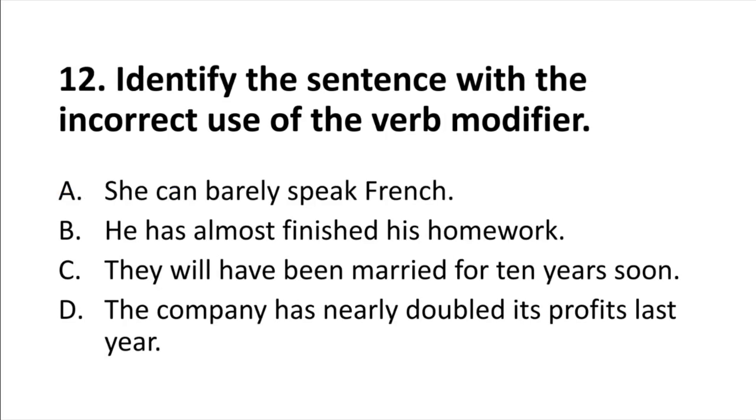MCQ number 12. Identify the sentence with the incorrect use of the verb modifier. Option A, she can barely speak French. Option B, he has almost finished his homework. Option C, they will have been married for 10 years soon. Option D, the company has nearly doubled its profit last year.